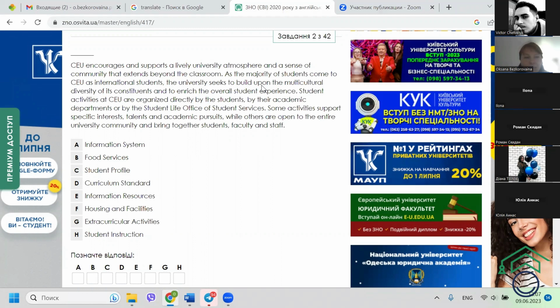Some activities support specific interests, talents, and academic pursuits, while others are open to the entire university community and bring together students, faculty, and staff. Maybe staff. It's extracurricular activities. Great, you're right. And where is the key sentence to support this choice? Student activities. Special interests, talents, academic. Extracurricular activities, it is G.